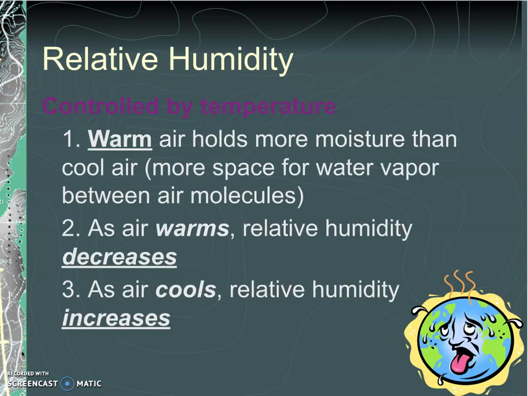So as I was saying before, controlled by temperature, warm air holds more moisture than cool air. There's just simply more space for that water to fit itself into. As air warms, relative humidity decreases. You guys get that, right? So that can be a little counterintuitive. That number actually decreases because you're making more room. So as that air warms up, you're creating more room, so that number, relative humidity, decreases because now there's more room.